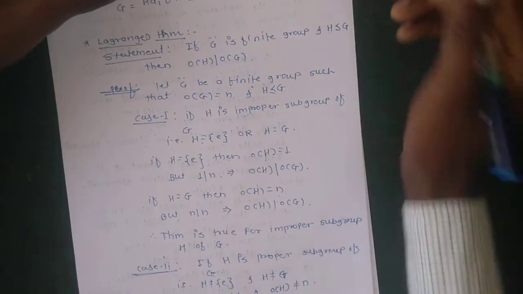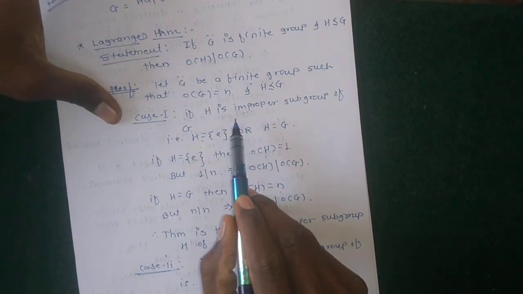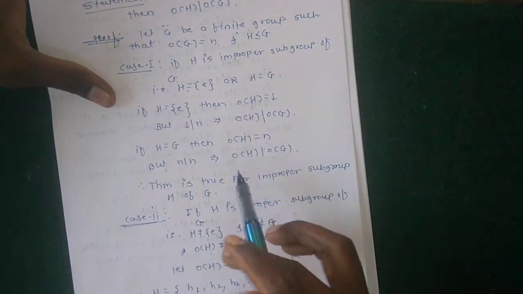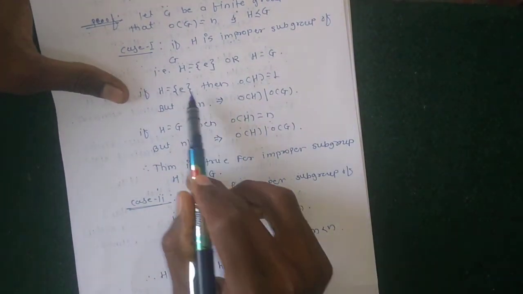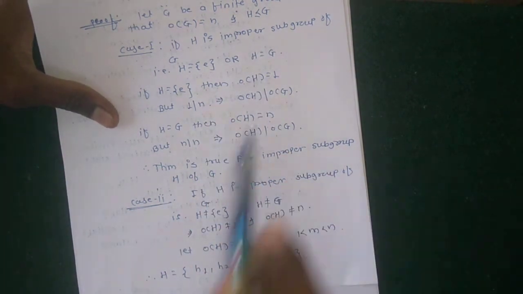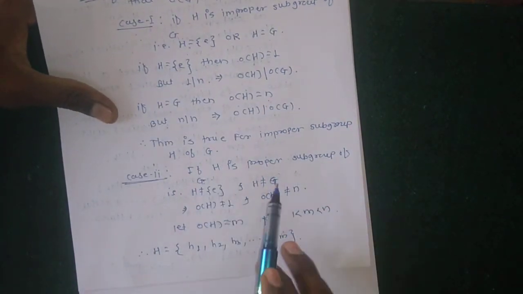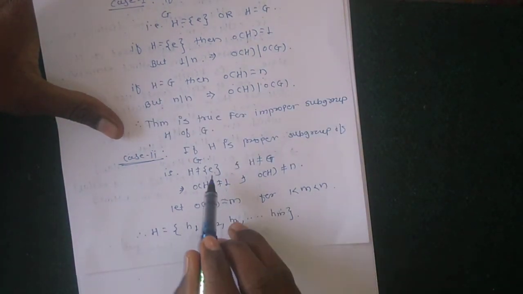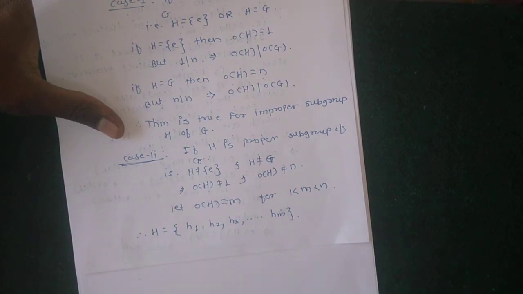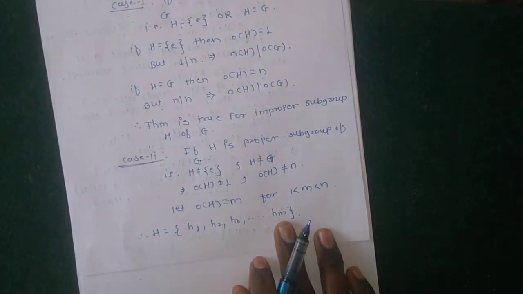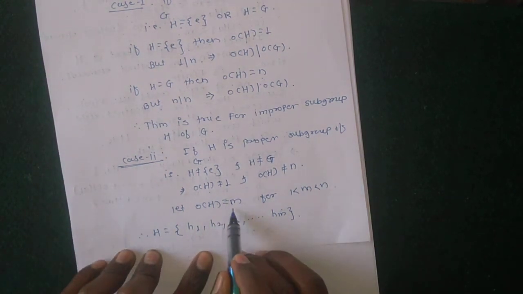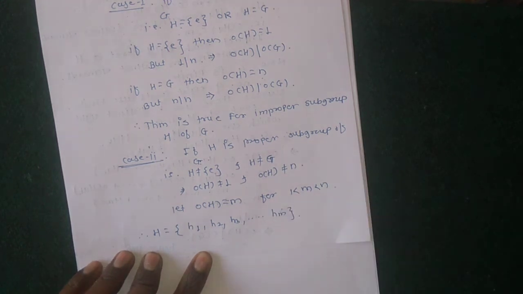So this is the most important theorem. How to prove this theorem? Firstly, consider the first case: H is an improper subgroup. Then this is obvious, because 1 divides n and n divides n, so the theorem is true. But when H is a proper subgroup, then the order of H is not equal to 1 and n. So the order of H lies in between 1 and n. Here the order is m, where m lies between 1 and n.